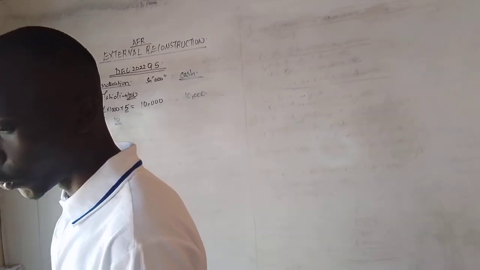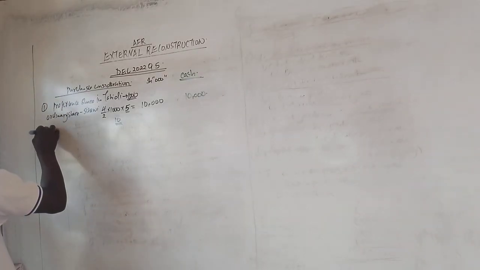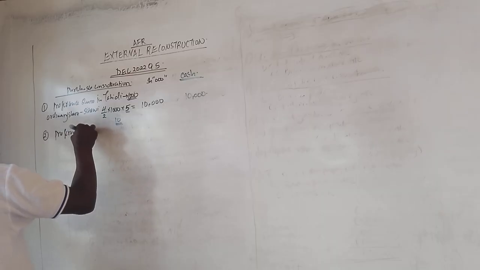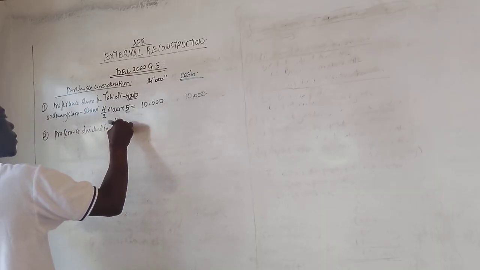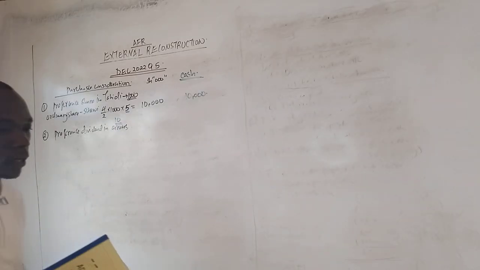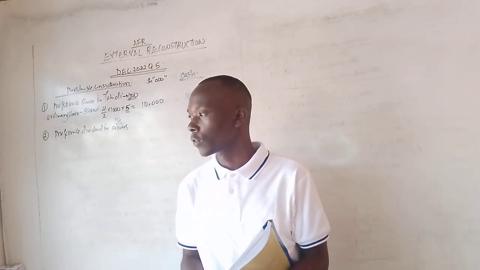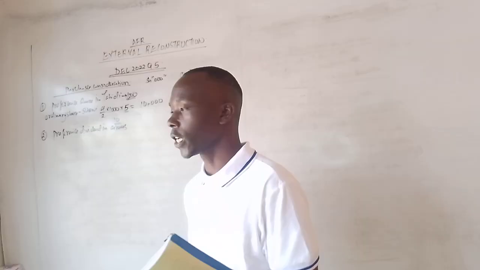So number 2, we are going to talk about the preference dividend in arrears. Let us compute those preference dividend in arrears. How do we compute the preference dividend? It is very easy. We normally take the interest rate, then we multiply by the share capital.